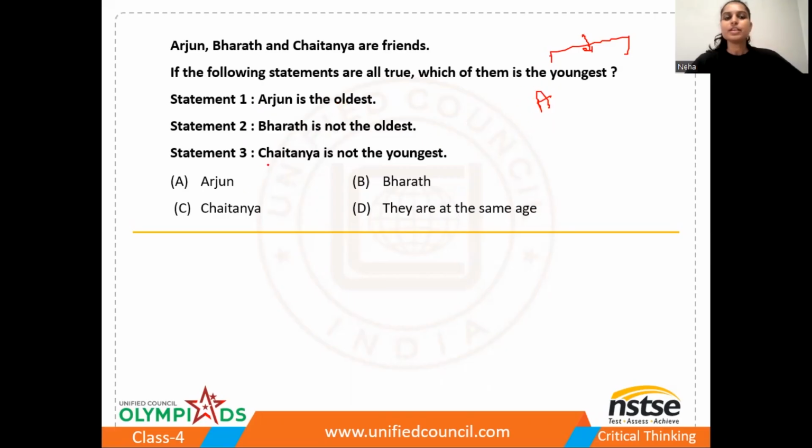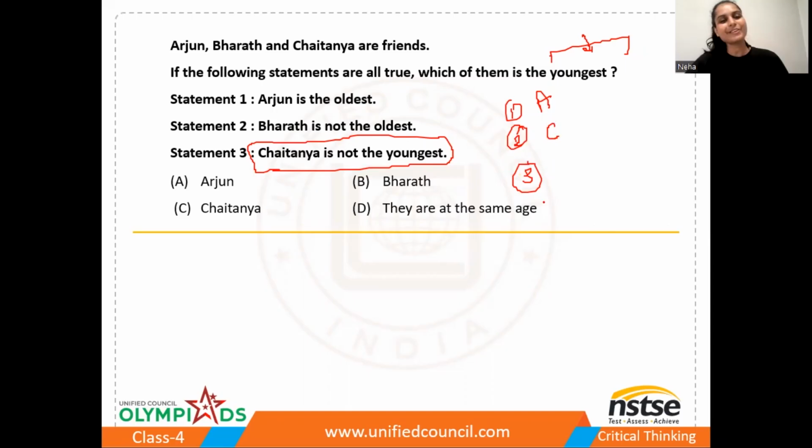The third statement is Chaitanya is not the youngest, okay. So this is the first case, this is the second case, this is the third case. So in the first, A will come. This is final. And C cannot come in the third case because Chaitanya is not the youngest, right? So it will come here.